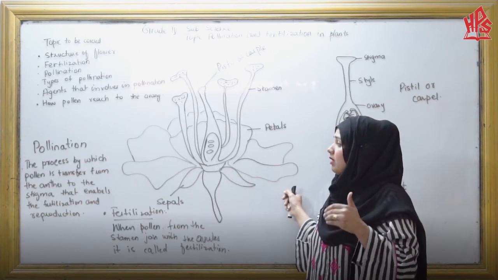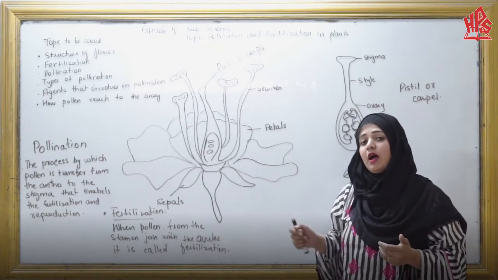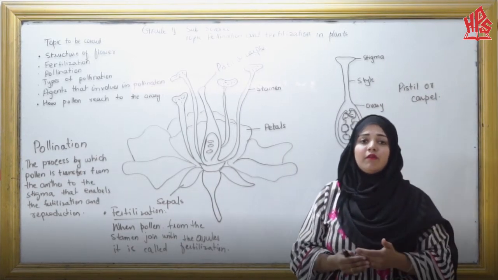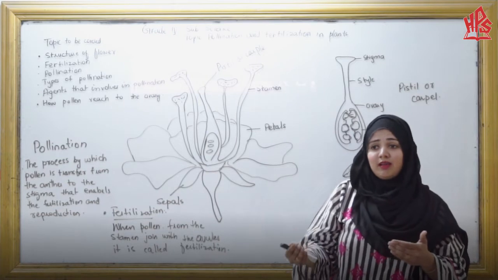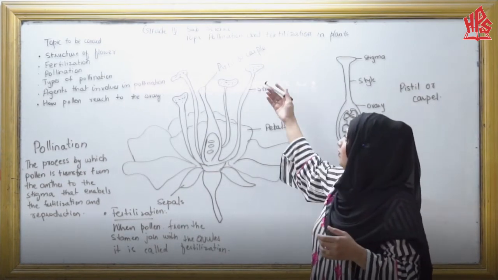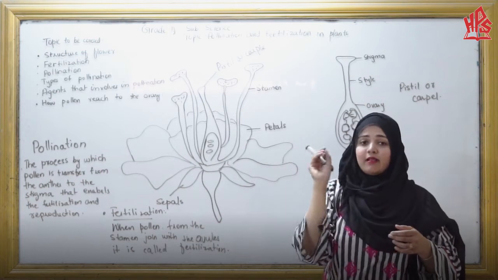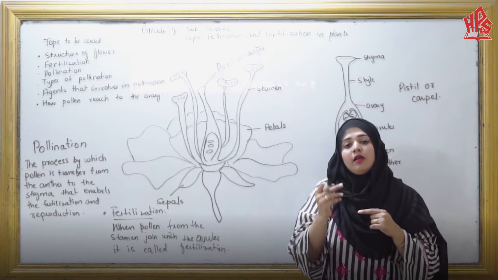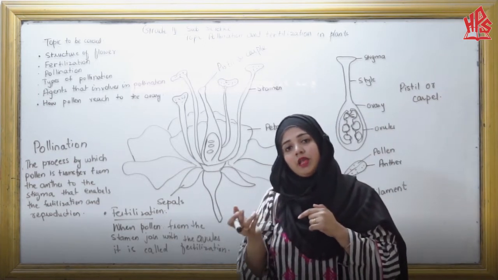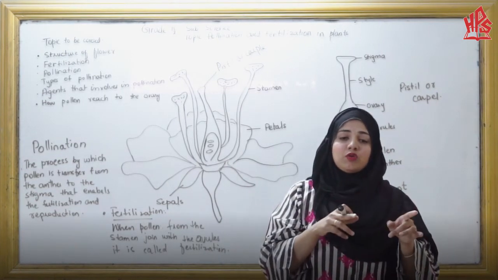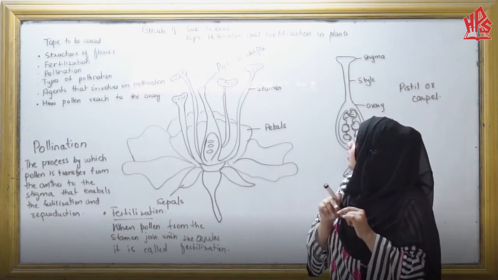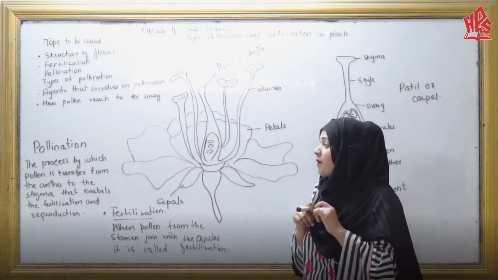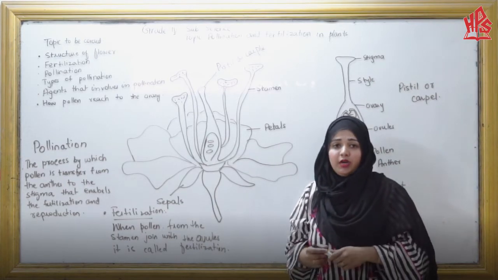When these animals visit the flower and suck nectar from the flower, some pollen from the stamen gets attached to the body of that insect, and when the insect visits another flower of the same kind, that pollen gets attached to the sticky stigma of that other flower. This is called pollination. There are two types of pollination.